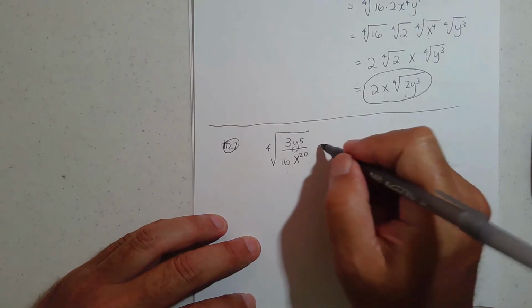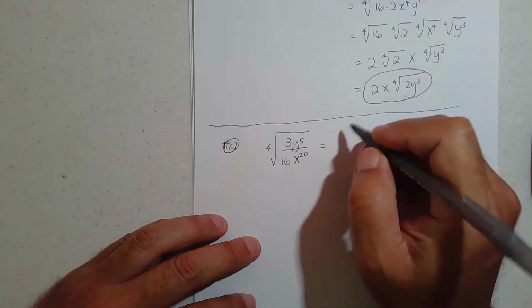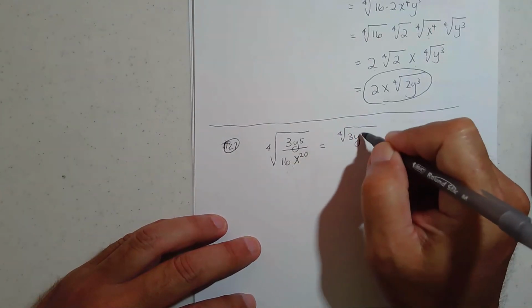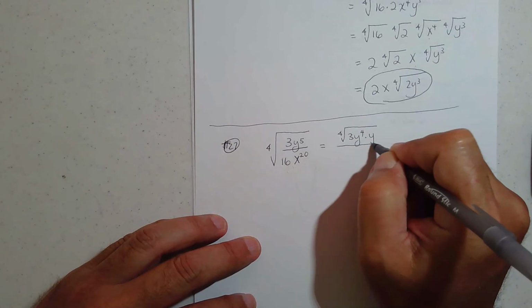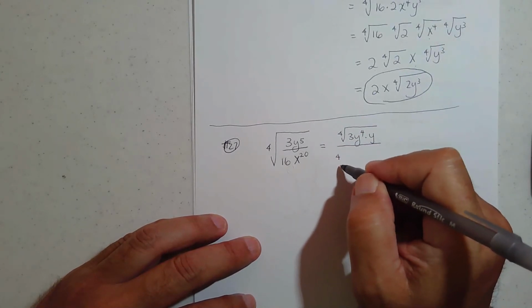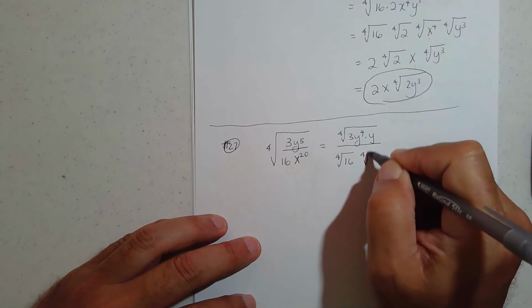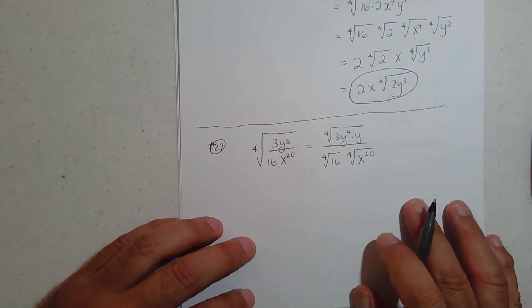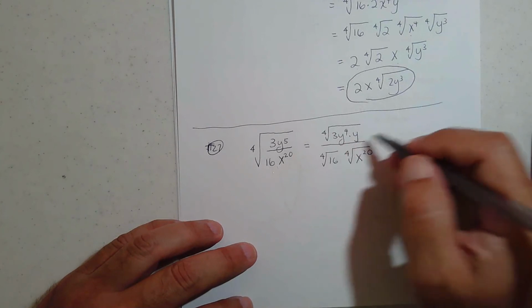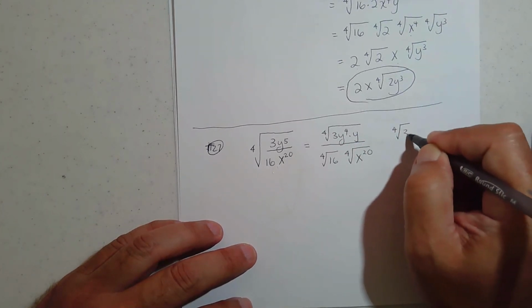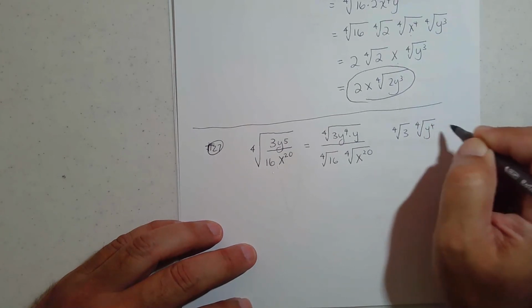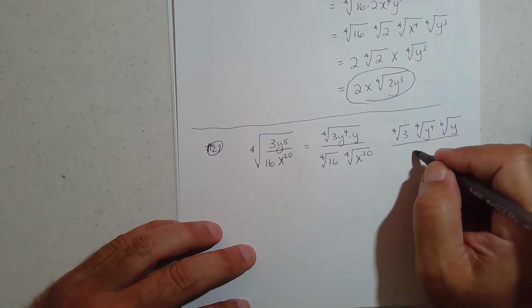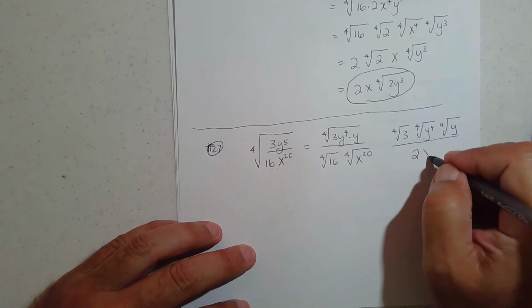So this is going to be equal to the fourth root of, we can break that y down into y to the fourth times y. Fourth root of 16, fourth root of x to the 20th. Okay. So here the fourth root of 3, the fourth root of y to the fourth, and the fourth root of y, all divided by the fourth root of 16 is 2, and the fourth root of x to the 20th is x to the 5th.